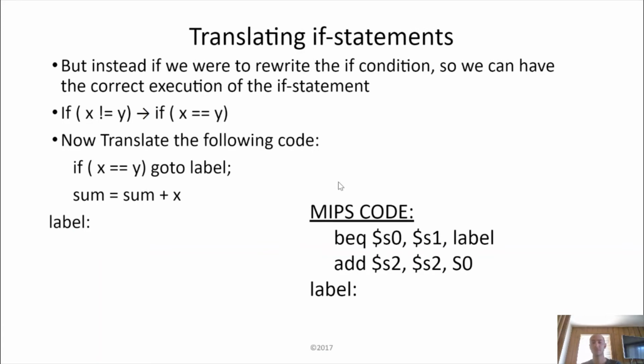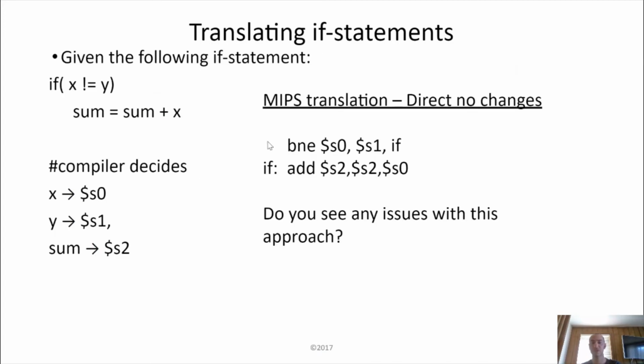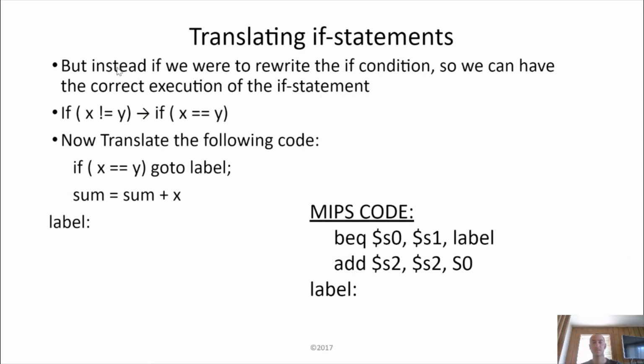So how do we do that? We have to change this condition if we want to have it in this format. So instead of x is not equal to y, which is what we originally had, we use x is equal to y, the negation of that. Then we could translate it this way. We say if they are equal, go to the label. So if x and y are equal, that's the negative of the original statement. So if it wasn't what we wanted, go to the label.